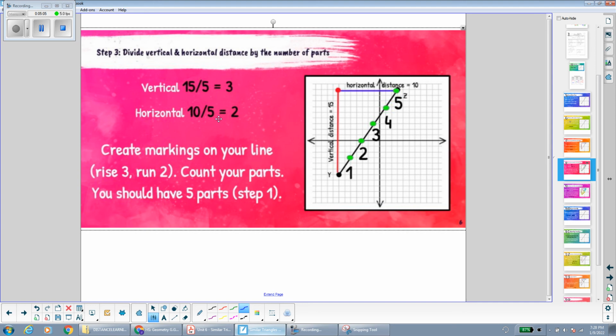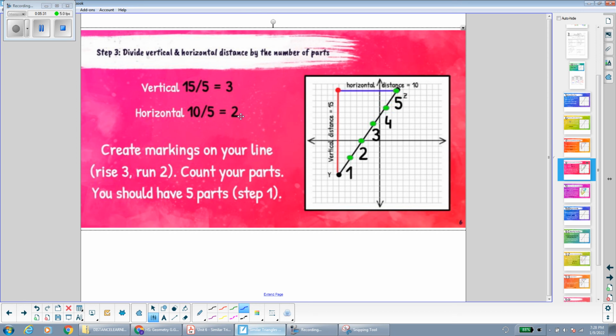And if we divide that by the number of parts we're dividing our line segment into, we get 2. So what we can do now, using this that we just found, is split our line segment YZ into those 5 parts. The 3 tells us our rise, and the 2 tells us our run.